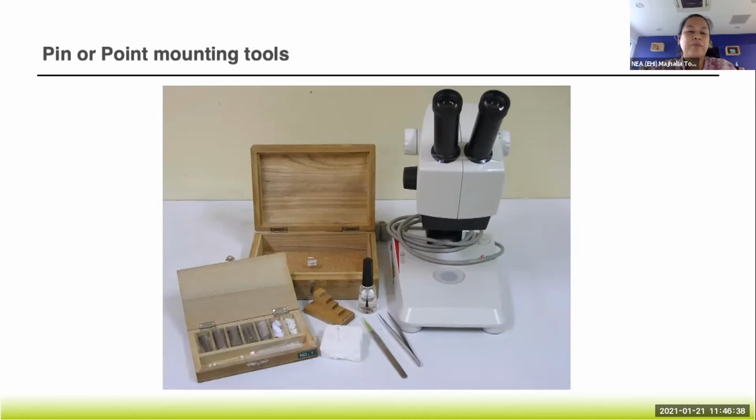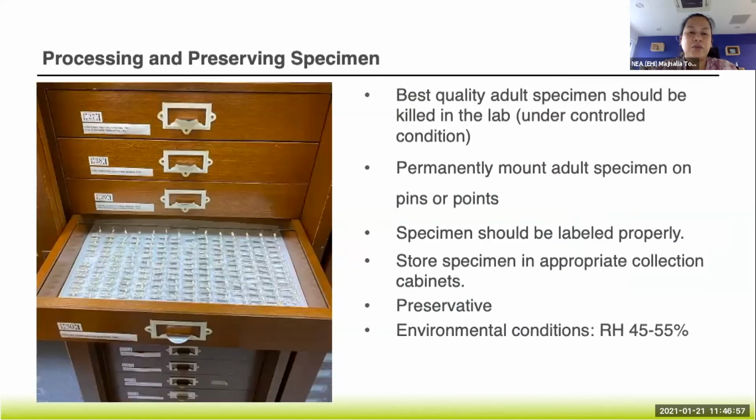You need the pins and the mounting block. The mounting block will make sure that everything is standard, of the right height, without you touching your sample when you're transferring from one tray to the next. You need your fine-tipped forceps and your insect box, and usually this is done under the stereo zoom. So the best quality of samples is always from those reared from larvae in the lab.